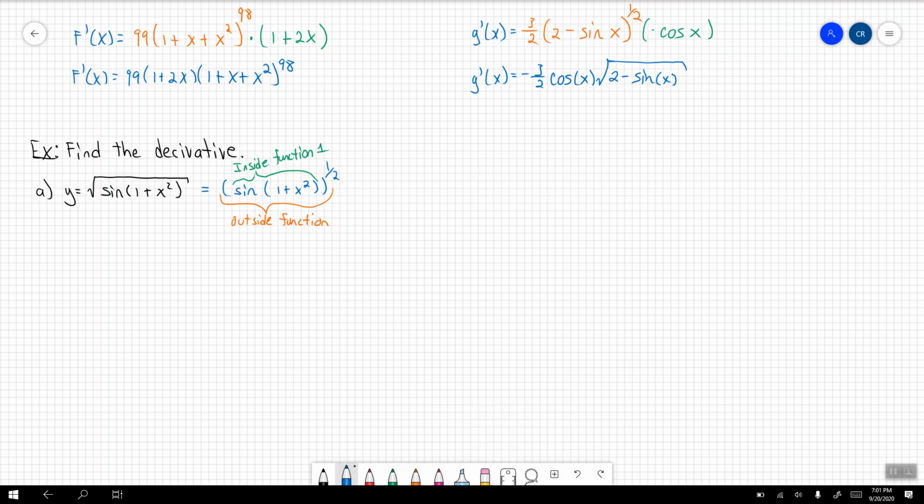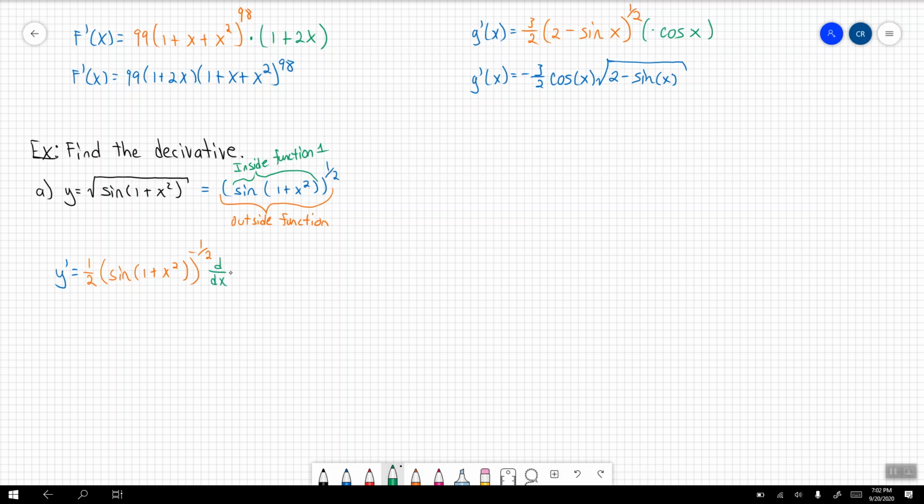So let's see here. I want to find y prime, and I know I'm going to have to use the chain rule, which means I'm going to have to take the derivative of the outside function. For that derivative, we drop the exponent forward, we keep the inside function the same, so that's sine of 1 plus x squared, and we subtract 1 from the exponent, which means we're at negative 1/2. And then we take the derivative of the inside function.